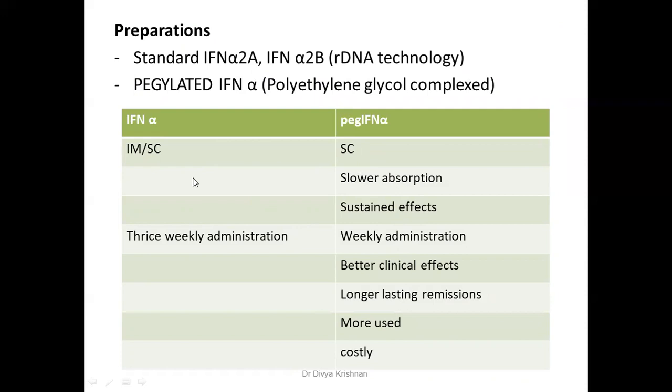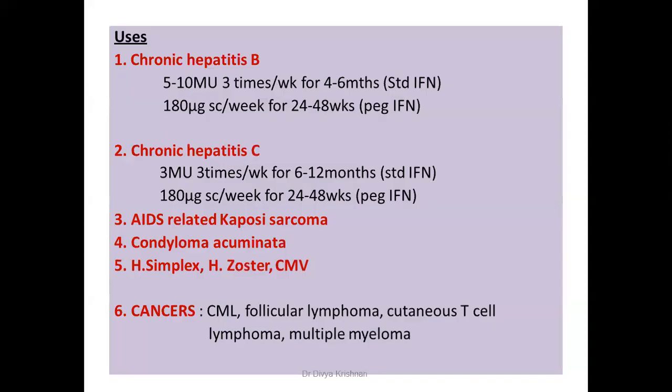On the other hand, the standard interferon alpha is available for intramuscular and subcutaneous use, but you have to administer it 3 times a week. But the other one, that is PEG interferon alpha, is much better with better benefits, but it is slightly costlier.